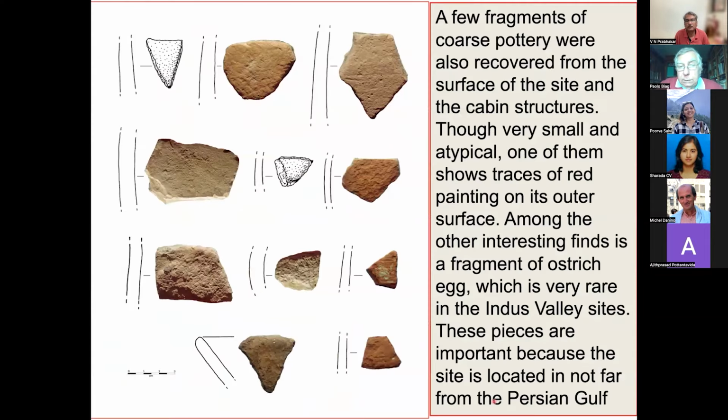What else we found, and these pieces have been studied very accurately by a colleague of mine who is at the British Museum now, we found some potsherds. Not very many, in very bad condition. But anyway, one has some painted surface, and they are extremely interesting because this area is midway between Sindh. It is still in Sindh, very close to the Hub River, but it's not very far from the Persian Gulf.